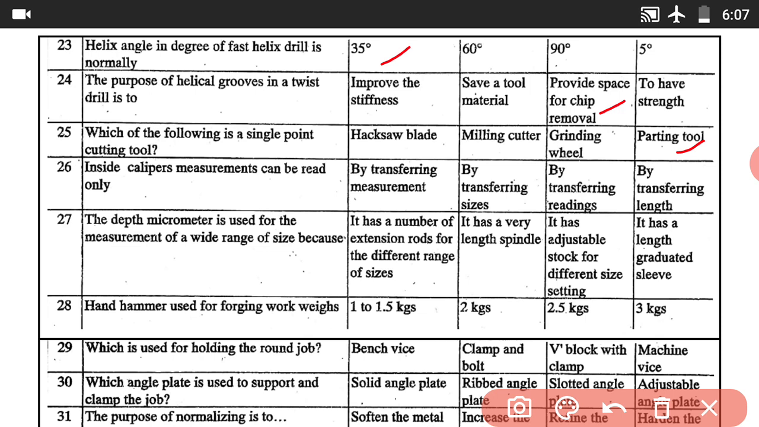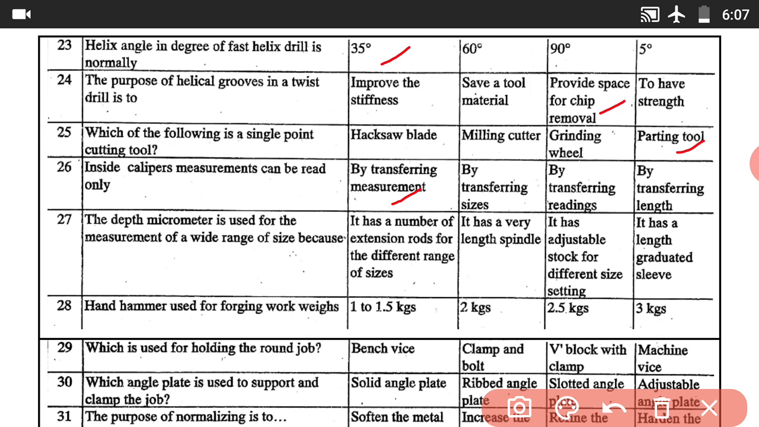Question number 26. Inside caliper measurement can be read only dash. The answer is by transferring measurement. Option A is the correct answer.